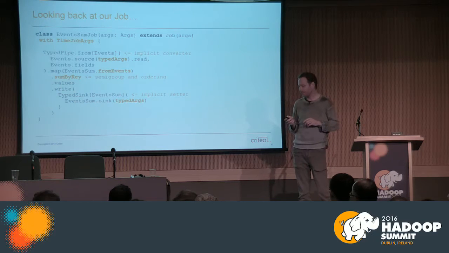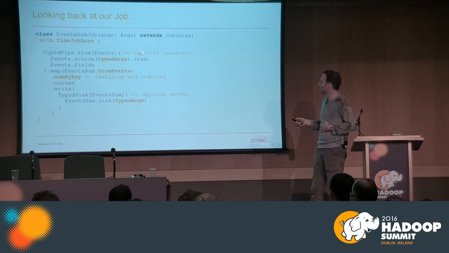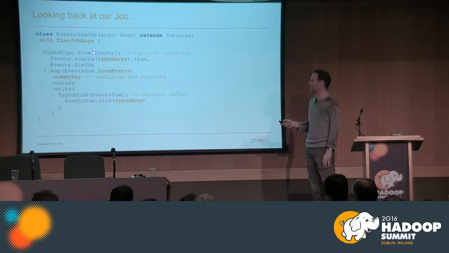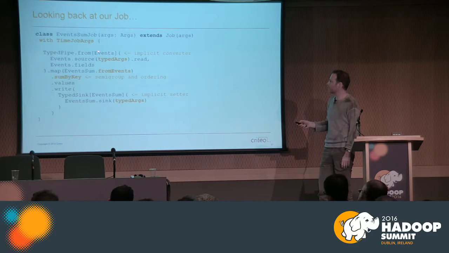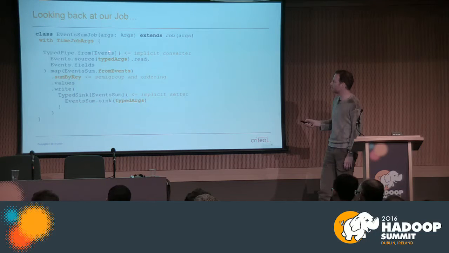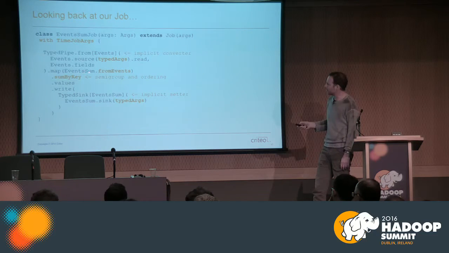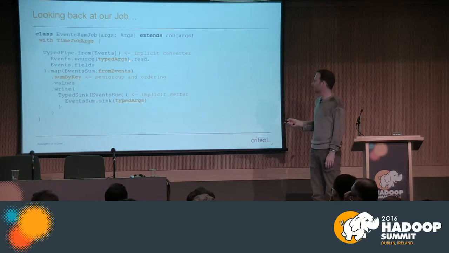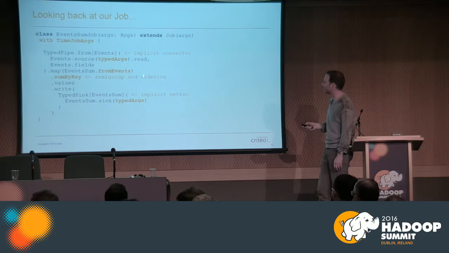So going back to our job, now what we can do is walk through this a little bit more, and you can see where the implicit stuff is happening. When we're reading from disk, or from our source, we need to convert what we're reading into a Scala type, and that's happening by implicits. We've declared that Events in its companion object has an implicit converter of type Events. Behind the scenes, this TypedPipe.from declares that it needs that converter implicitly, and so that just happens for us. Scala takes care of that.